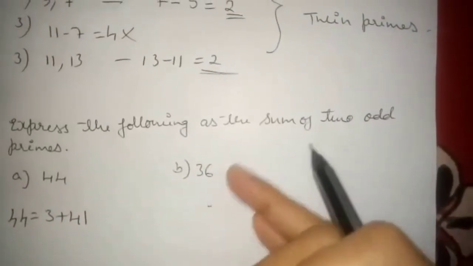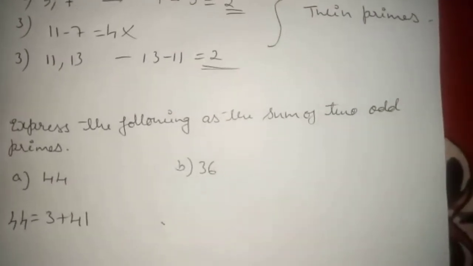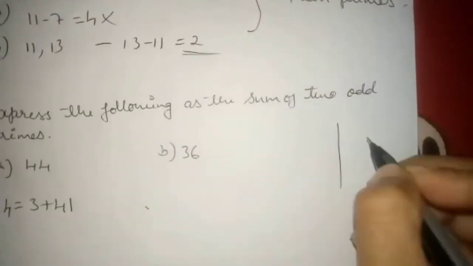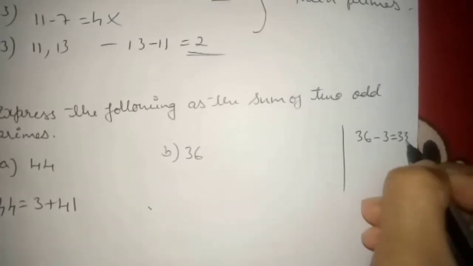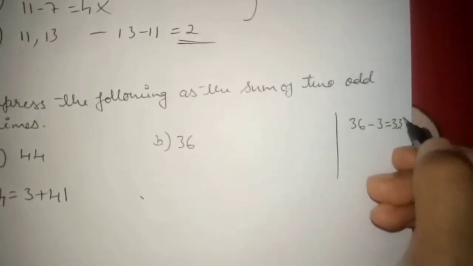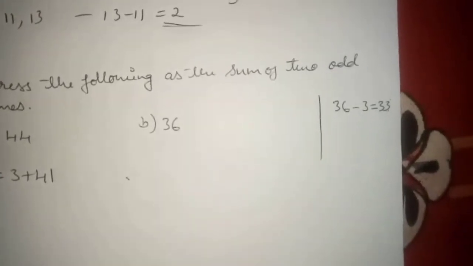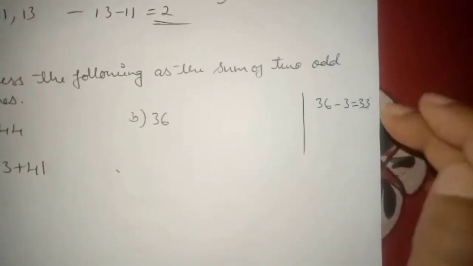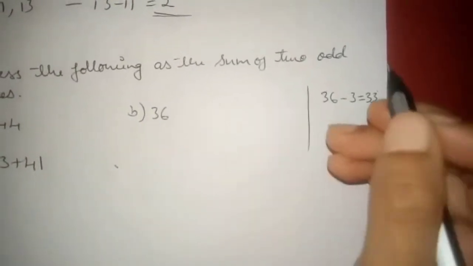Same way we have to write 36 as a sum of 2 odd primes. So how will you see? Let us start with 3 only. I'll do it on the side. If we subtract 3 from 36, how much will you get? 33. Whether this is a prime number? No, right? This is divisible by 3. So this is not a prime number. Prime number means it should be divisible by only 2 factors, that is 1 and the number itself, but it is divisible by 3 also. So this is not a prime number.